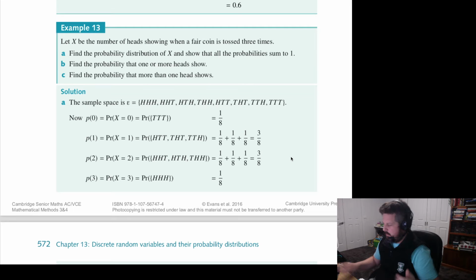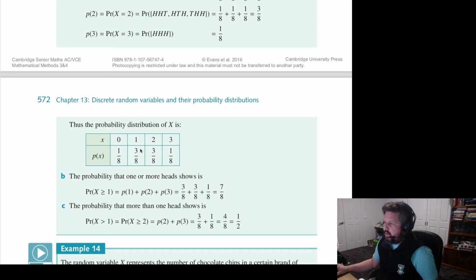Next it's saying, find the probability that 1 or more heads show. In this particular case, we've put this data into the probability distribution table. To find the probability that 1 or more heads is shown, here is 1 head shown, and more obviously has to be greater than that. So we are looking at P of 1, P of 2, P of 3. We're going to add those probabilities together. We get 7 out of 8.